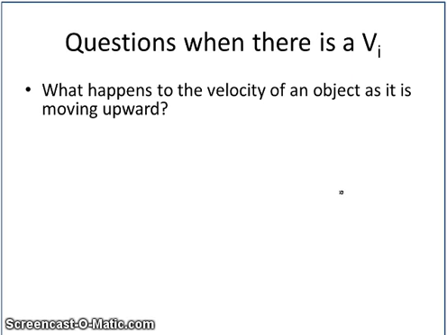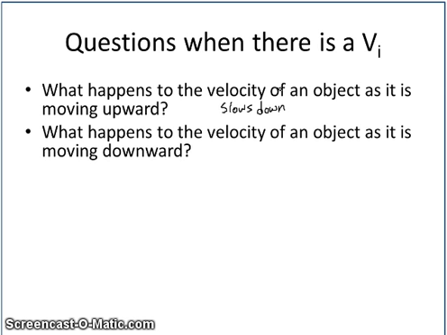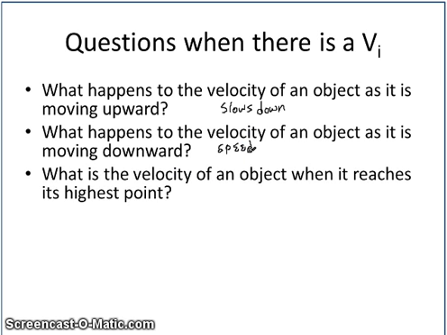Alright, so an object moving upward, what happens to it? Well, it's going to slow down. What happens to the velocity of an object as it's moving upward? Slow down. Next question. What happens to the velocity of an object as it's moving downward? Well, something coming down is going to speed up. It's going to increase the velocity. What is the velocity of an object when it reaches its highest point, just like that basketball player? 0.